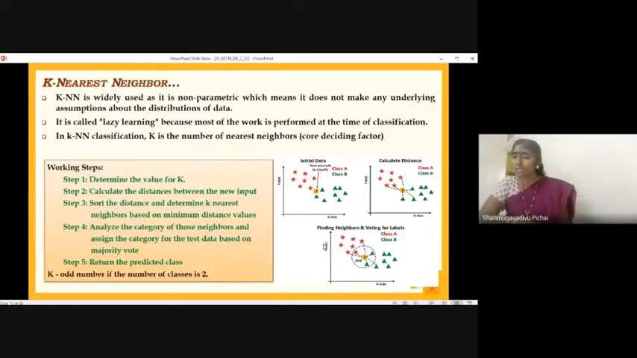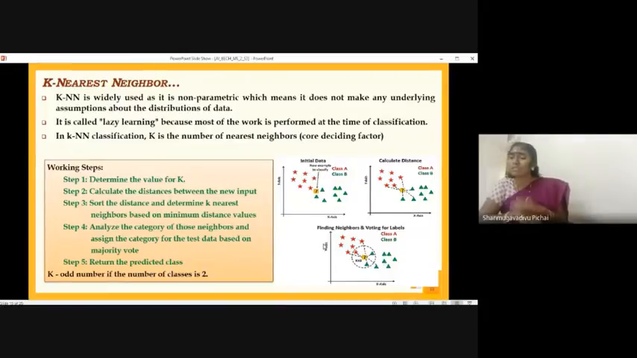Here it is a 2-dimensional plot, x-axis, y-axis. Here you have the initial data and a new example to classify. That is a small yellow colored box with a question mark. Now we have to decide to which side it should be classified. Here you have 2 classes, one in red color and one in green color. That is why the notation is given as class A in red color and class B in green color.